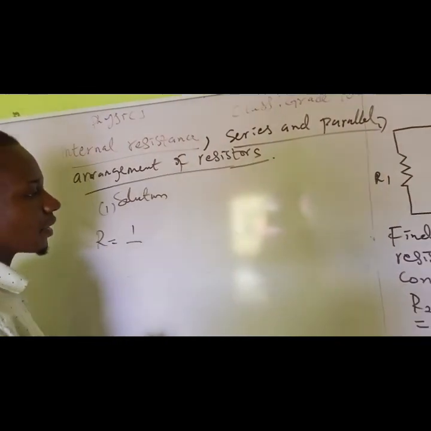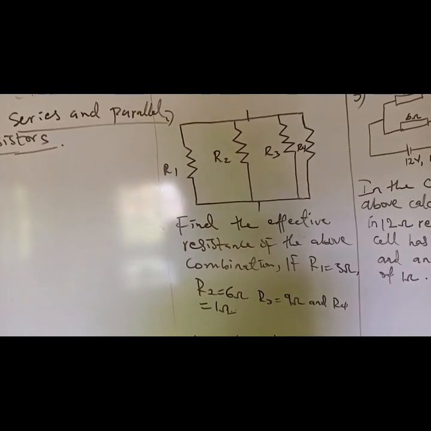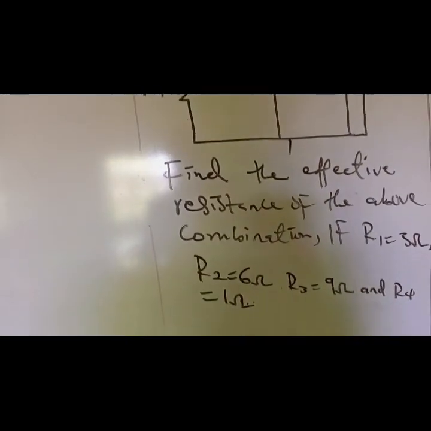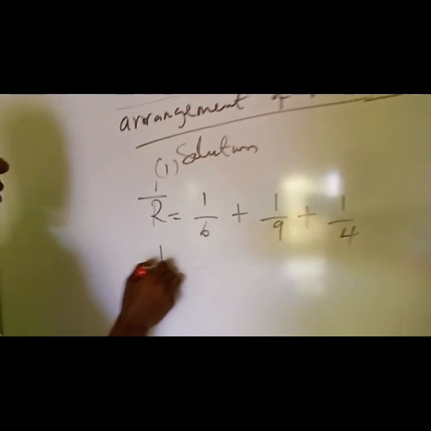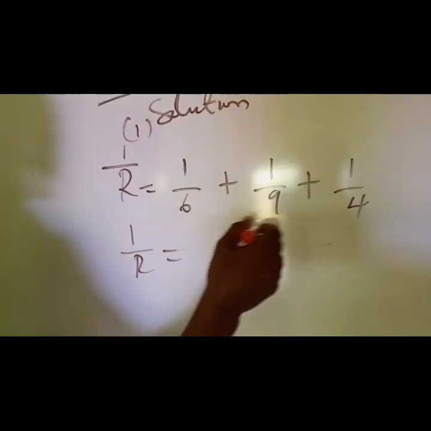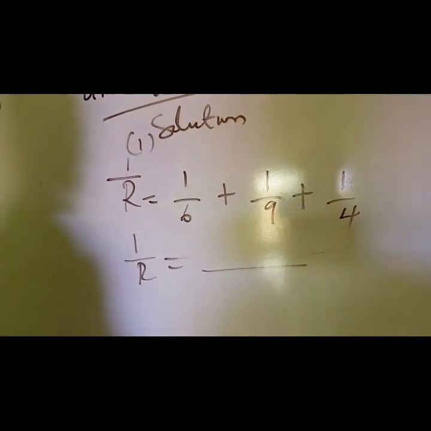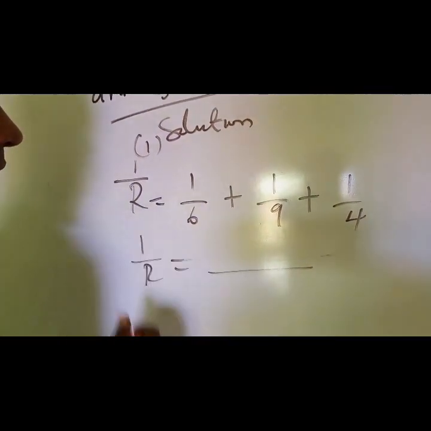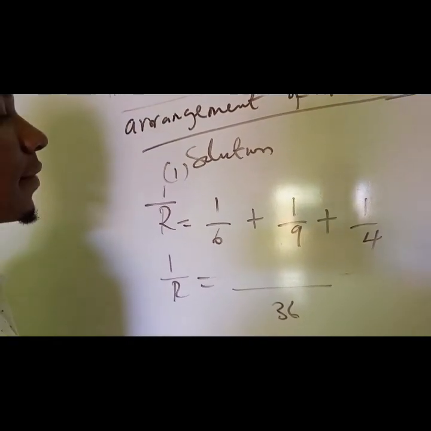One question that we have here is now going to be 1 over 6. So we say 1 over R is equal to 1 over 6 plus 1 over 9 plus 1 over 4. So if we proceed further, we now say that 1 over R, the LCM of this and this, the LCM should be 36.